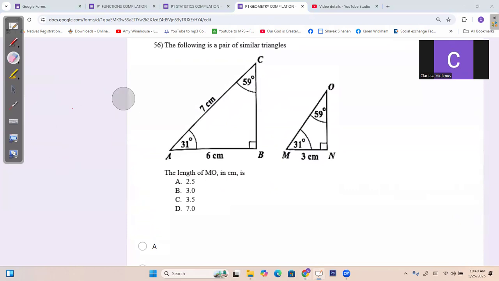This is called congruent triangles. That means they have the same property, same angles, right? So here, what do you notice? This gets half. So if this is 6, this is 3. All the angles are the same. So that means what is half of 7? Half of 7 is 3.5. So your answer is C, 3.5.